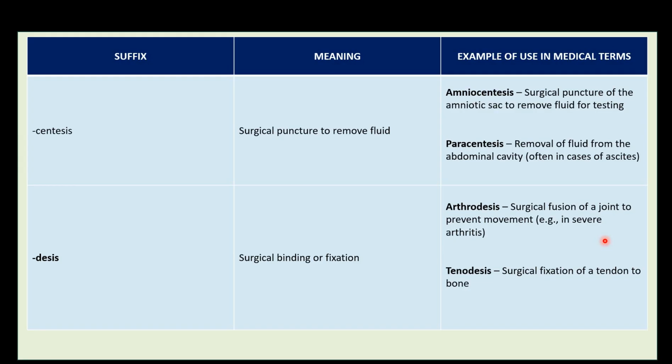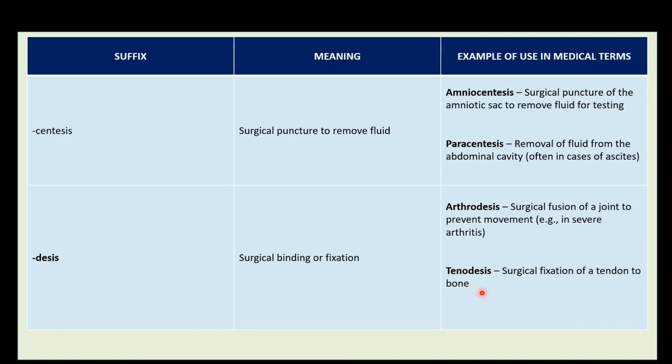So if a patient is suffering from arthritis, then in that case the doctor can perform an operation, that is, surgical fusion of the joint to prevent the movement. In this situation we are talking about something related to surgical binding or fixation. So in situations where we are talking about surgical binding and fixation, we use the suffix desis, like arthrodesis.